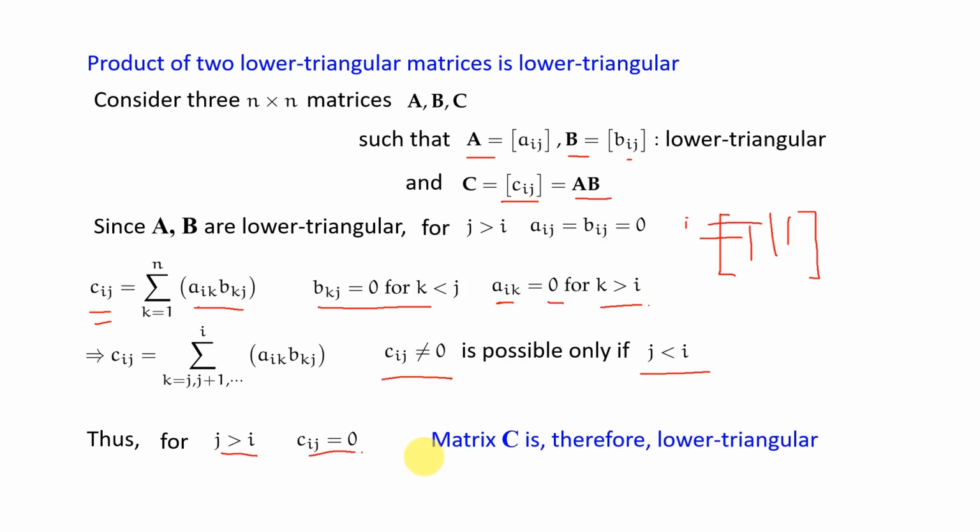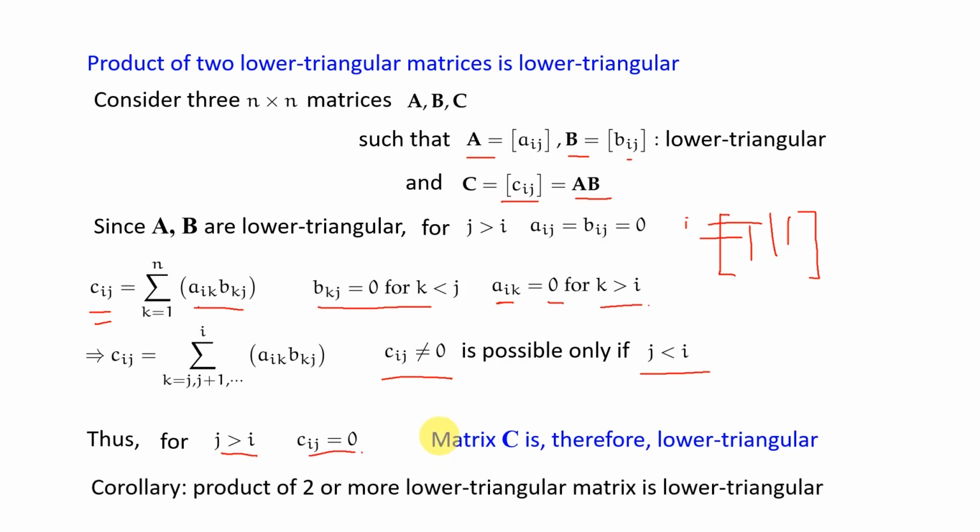Which tells us that matrix C is lower triangular. Now we have multiplied A and B, two lower triangular matrices, and the product we see is another lower triangular matrix. The corollary is that if we have many lower triangular matrices, not just two, then you can multiply two matrices at once, and that way you will see that at the end, no matter how many lower triangular matrices we multiply, the product will be a lower triangular matrix.